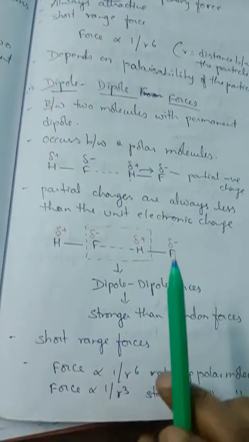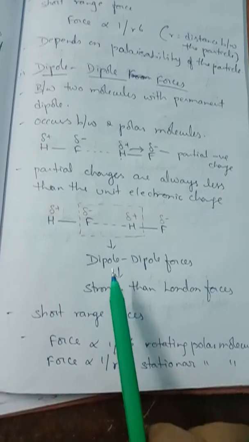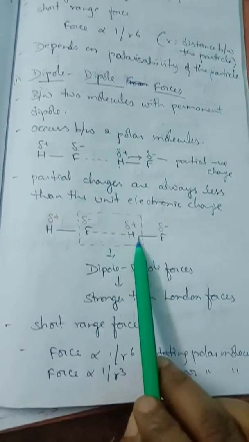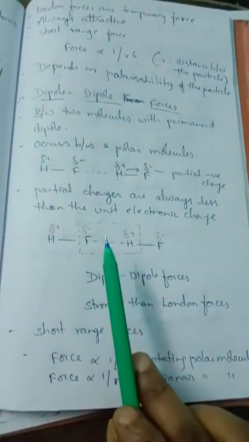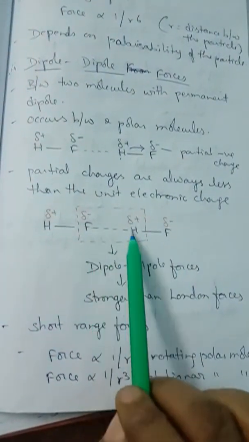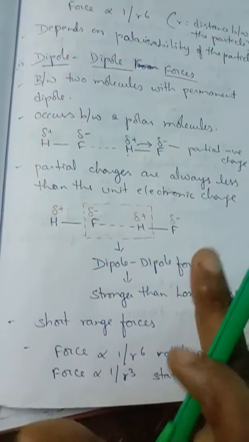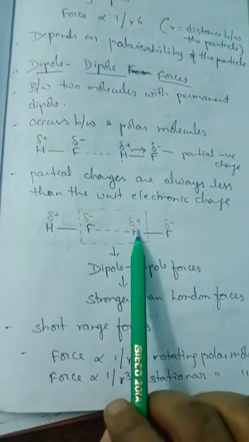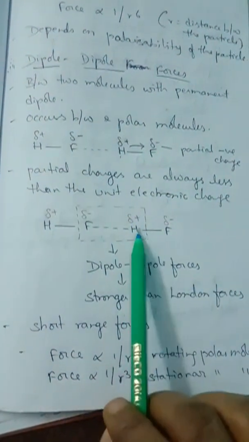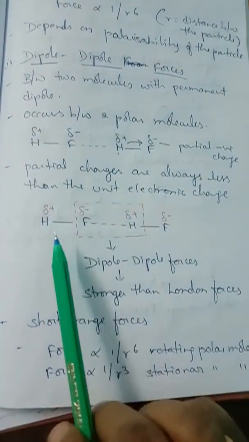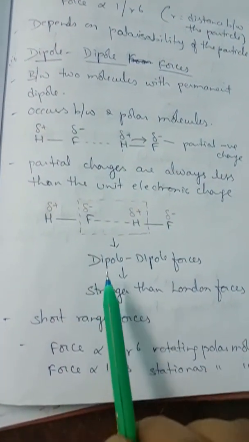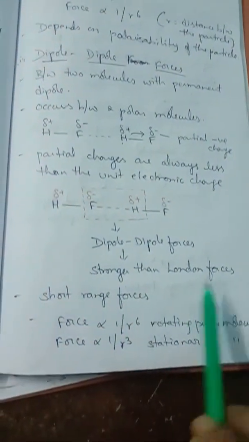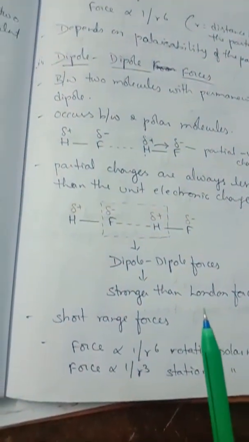So this one is called dipole forces. What do you mean by dipole forces? It occurs between polar molecules. Here we cannot see an equal distribution of electrons. One is more electronegative, the other is more positive, isn't it? So they move towards this, and here also they move towards this. So dipole forces will be developed. They are stronger than London forces and they are short range forces.